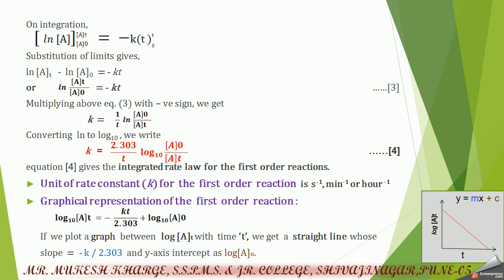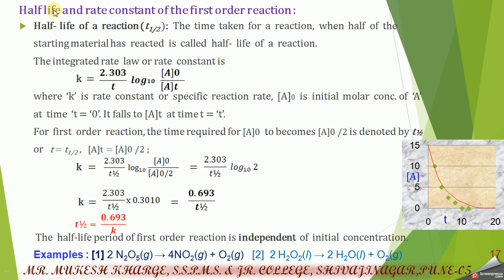Then next one is half-life period and rate constant of that first order reaction. So first of all we will discuss what is the half-life of a reaction. It is denoted by T half. So it is nothing but the time taken for a reaction when half of the starting material has reacted, or it is the time required when half of the reactants get consumed. That is nothing but the half-life of that reaction.